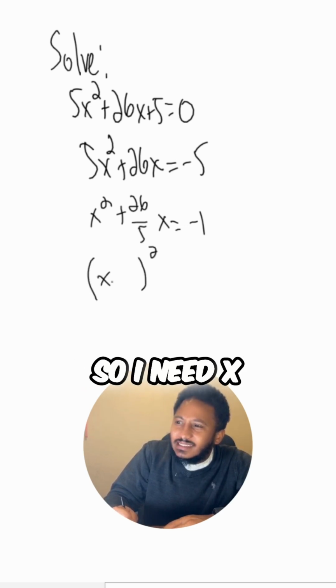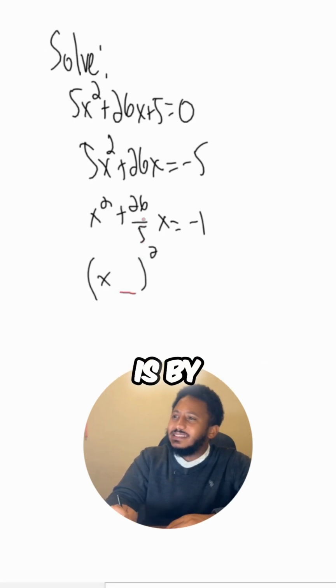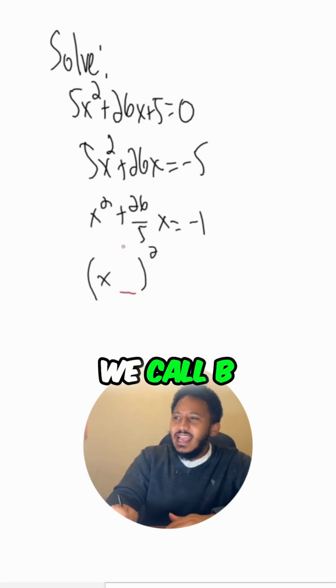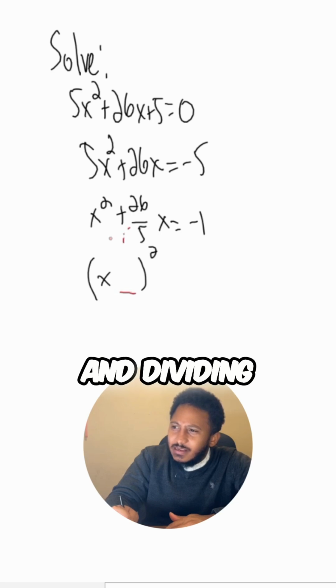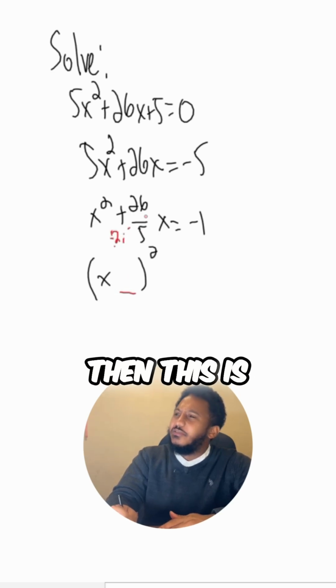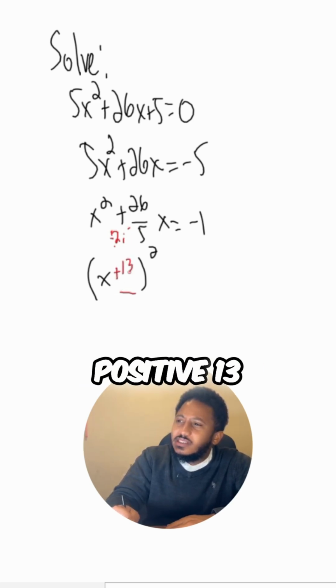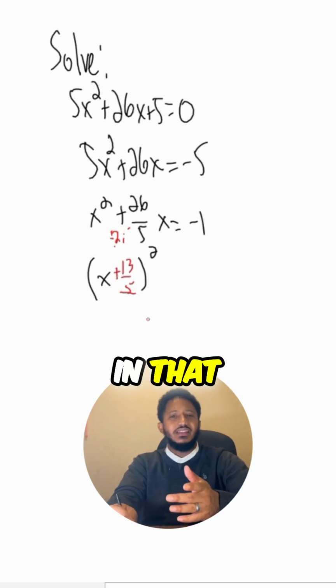So I need x plus something, squared, okay? So how we find that number is by taking this number, we call b, and dividing by 2. So if I divide that by 2, then this is 26 over 5 divided by 2, we get positive 13 over 5 is what I'll put in that bubble.